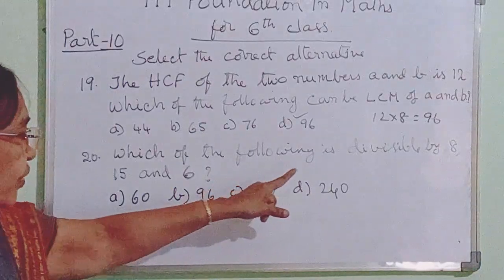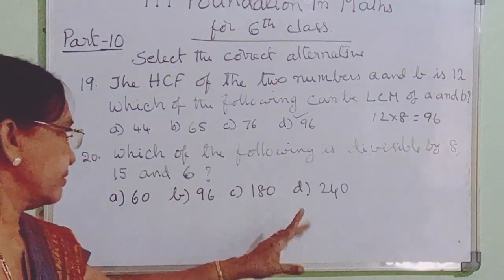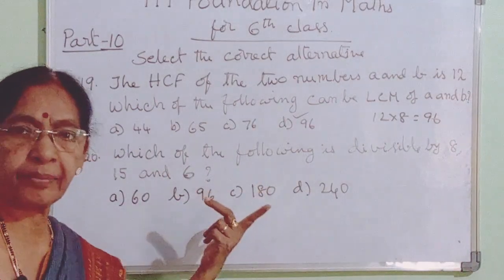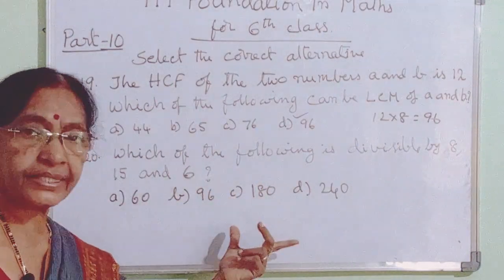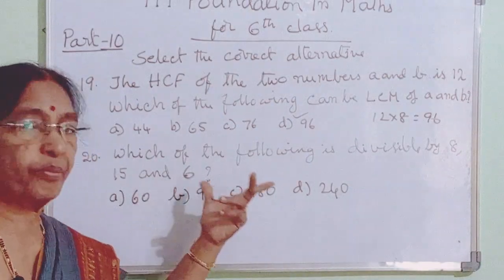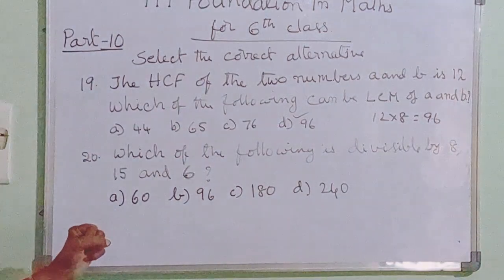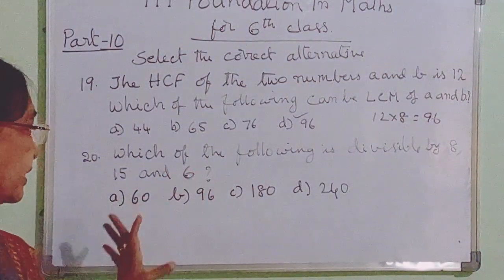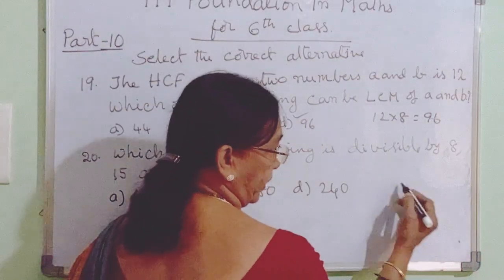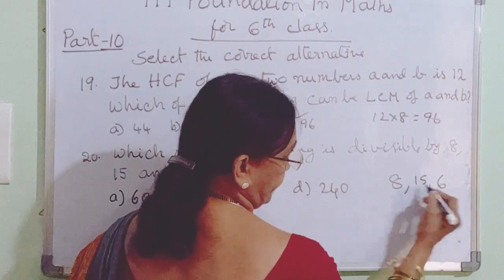Next, which of the following is divisible by 8, 15 and 6? Which of the following is divisible by these three numbers means the LCM and its multiples. That means the common multiples of 8, 15 and 6 are divisible by the three numbers. So, we have to find the common multiple or LCM for 8, 15 and 6.